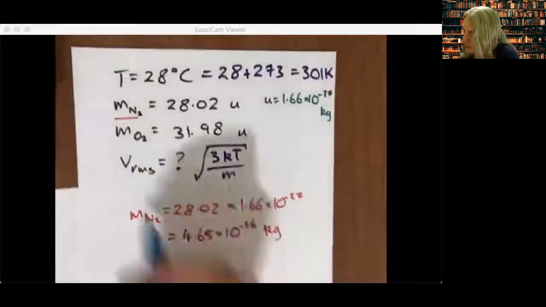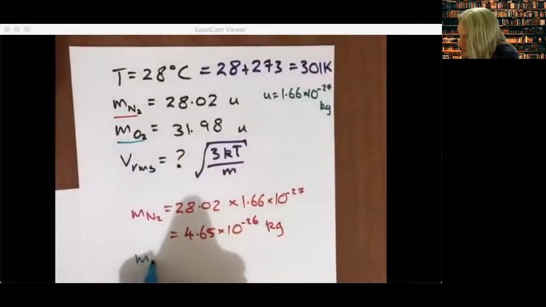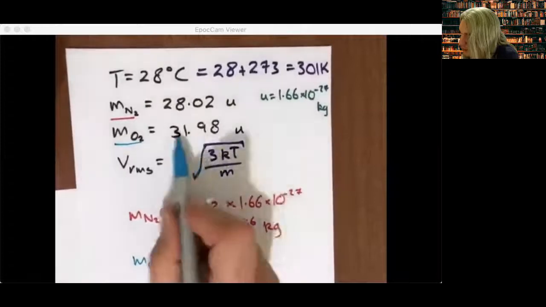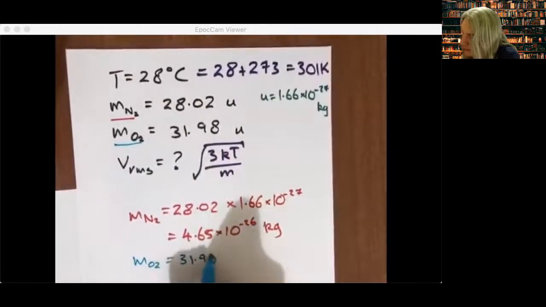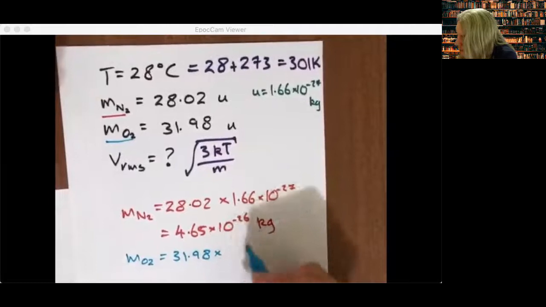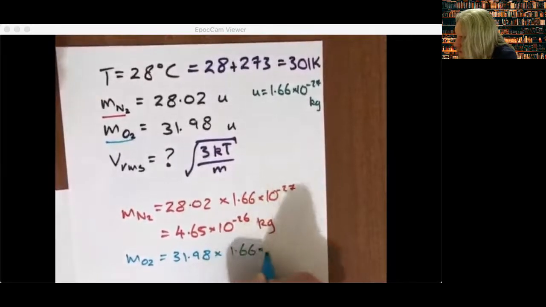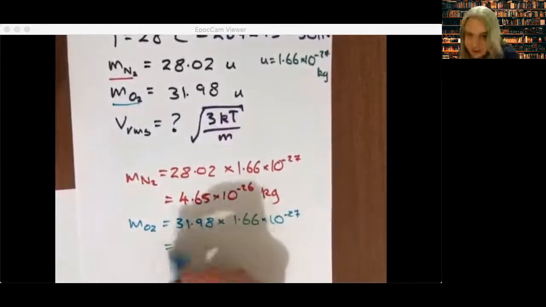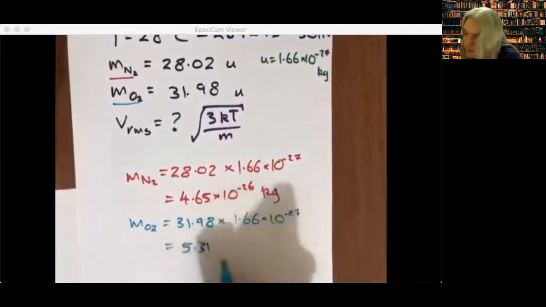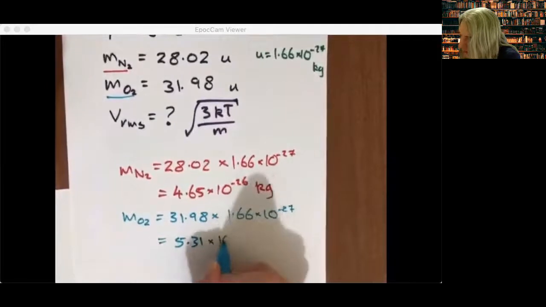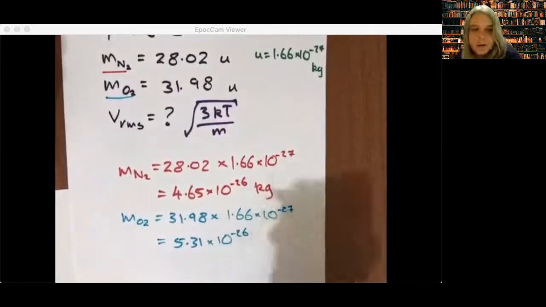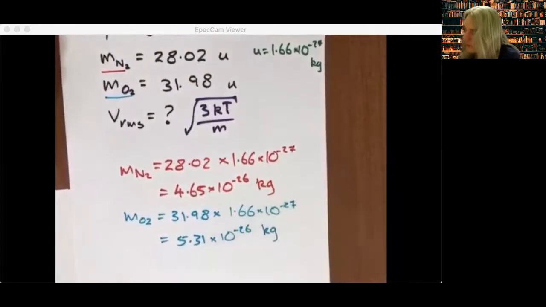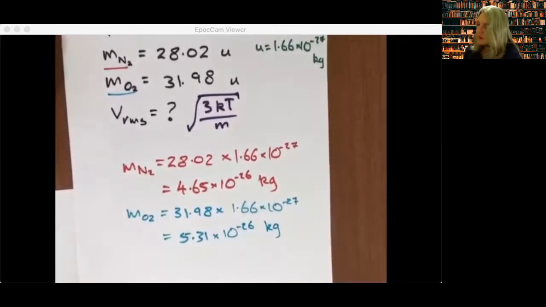And then we've got the oxygen mass. It's exactly the same, but we've now got 31.98 u instead of 28.02, times 1.66 times 10 to the minus 27. And that will give us, again, please do these calculations. Don't rely on me, I do make mistakes. And you're not going to get the same practice if you just watch. Have a go at them. So those are our two masses.